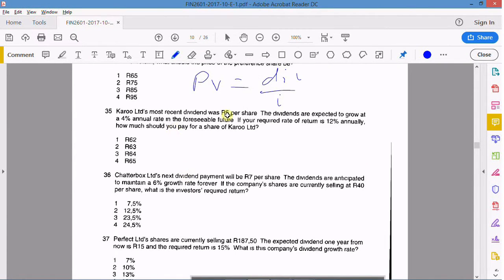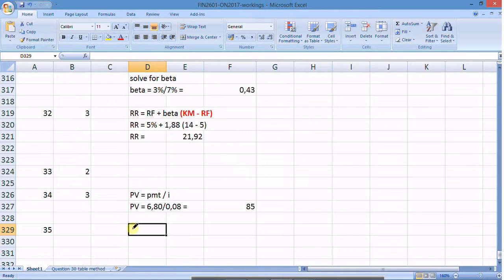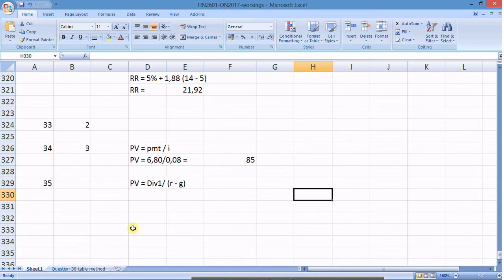Okay, K has a recent dividend, div 0. The dividends are expected to grow at 4%. That's G. If the required return, that's R. So how much will you pay? So it's div 1. So it's normal. PV equals div 1 over R minus G. Okay, we don't have div 1. We need to get div 1. So div 1 equals div 0 times 1 plus growth, just to show more workings.